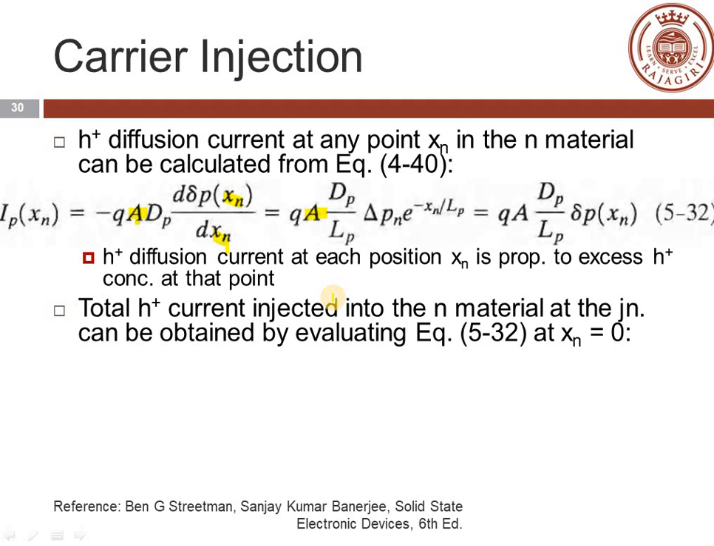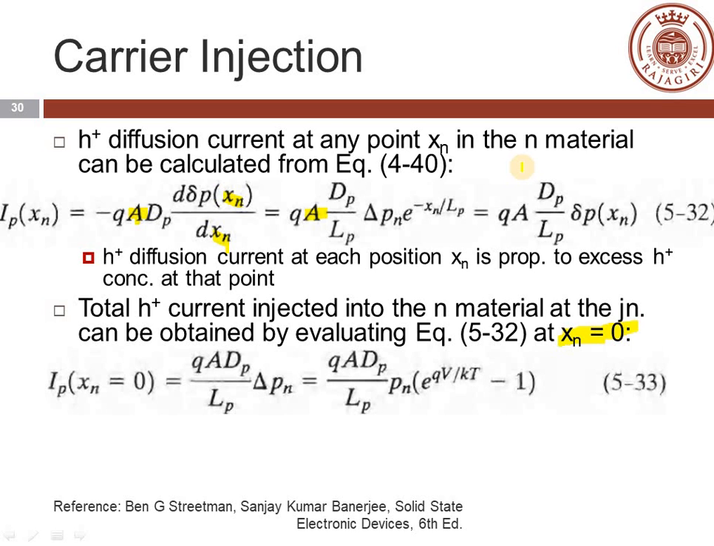Now the total hole current injected into the n material at the junction can be obtained by evaluating this equation at xn equal to 0, that is, the origin of xn. Substituting xn equal to 0, we get Ip at xn equal to 0 as qA Dp by Lp times capital delta pn, which equals qA Dp by Lp times pn times e to the power qV by kT minus 1.